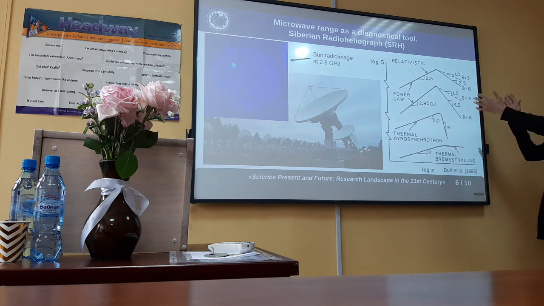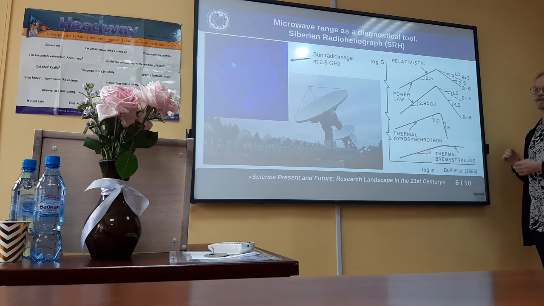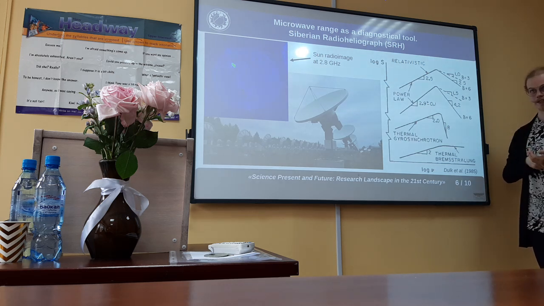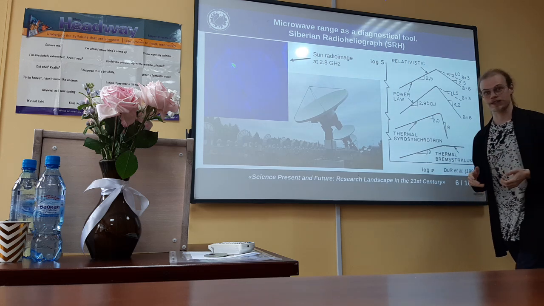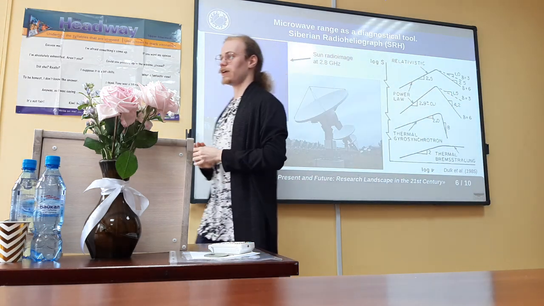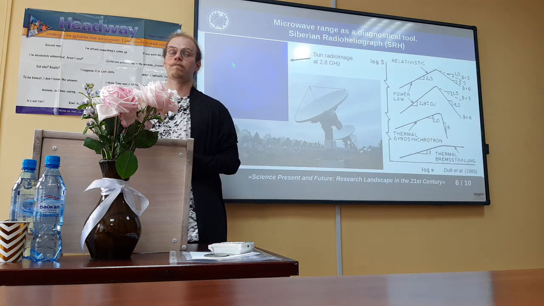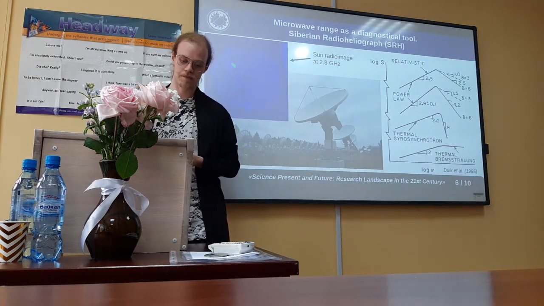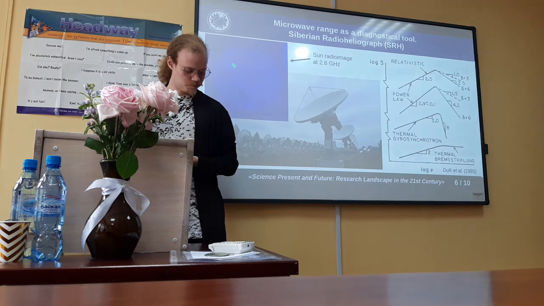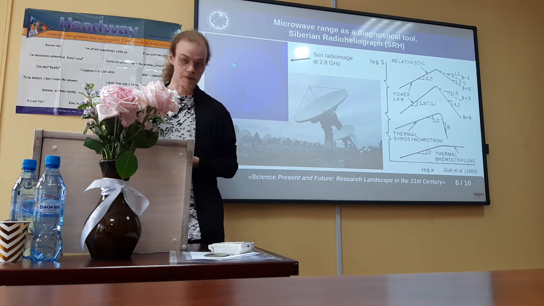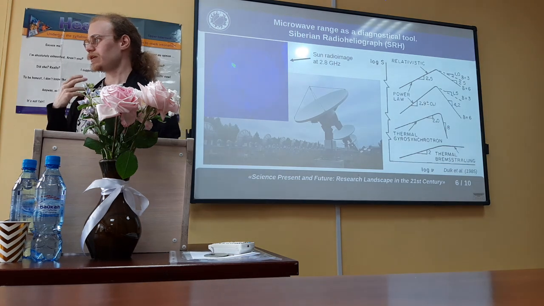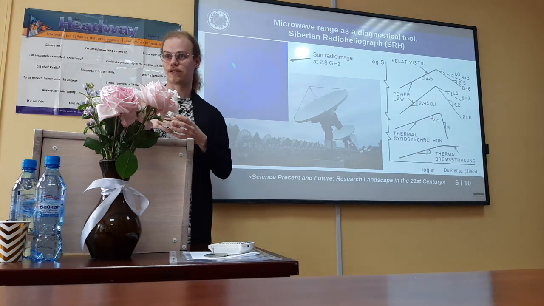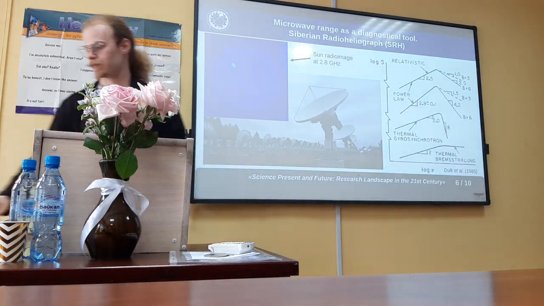Just by looking at the shape of the spectrum, we can tell not only the mechanism of generation, but also how it was accelerated, how much, and also derive some values like, for example, magnetic field or density of the plasma, and so on.